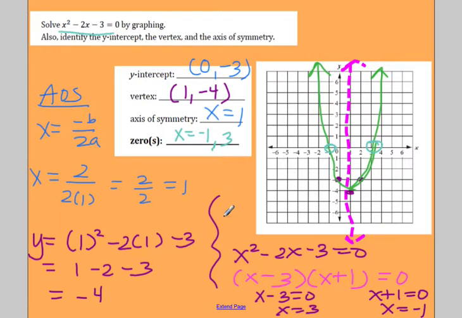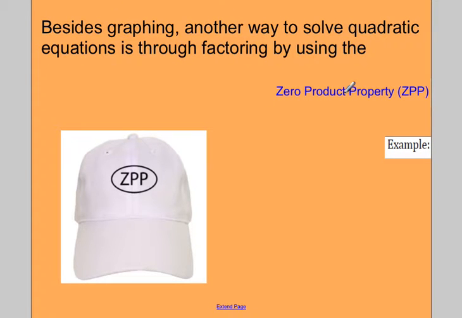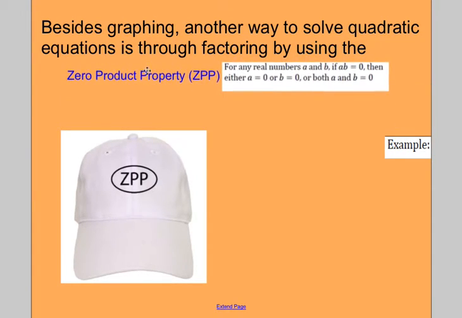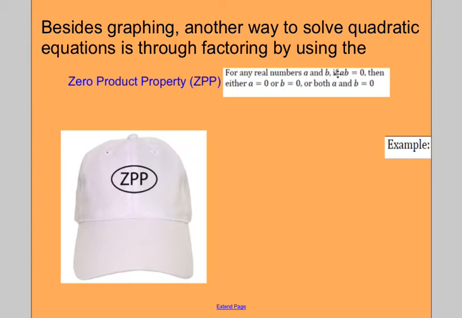Also remember when we did graphing, we would say, oh, they're between 1 and 2. This way we'll have an exact answer. We won't just have to guess where it is. So why can I take each part and set it equal to 0? The way we do it is through the zero product property. The zero product property is for any real numbers a and b: if a times b equals 0, then either a equals 0 or b equals 0 or they both equal 0.